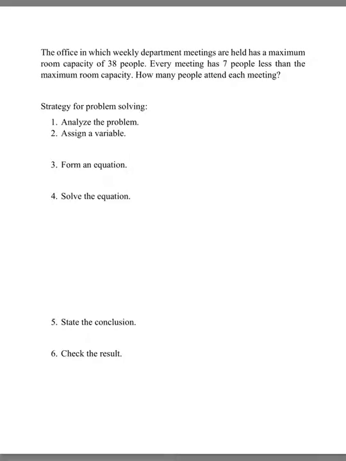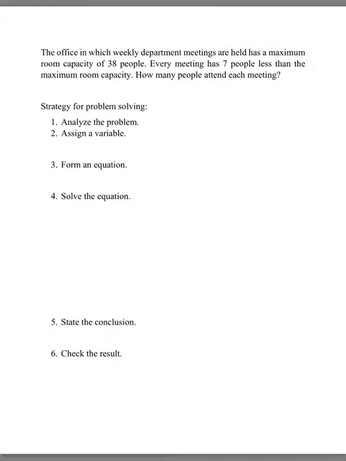First things first, let's start off by reading the sentences. The office in which weekly department meetings are held has a maximum room capacity of 38 people. Every meeting has 7 people less than the maximum room capacity. How many people attend each meeting?